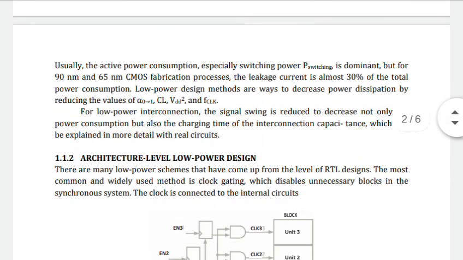So for low power interconnection, the signal swing is reduced to decrease not only the power consumption but also the charging time of the interconnection capacitance, which will be explained in more detail.